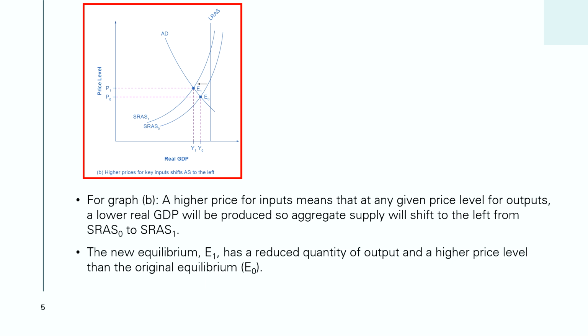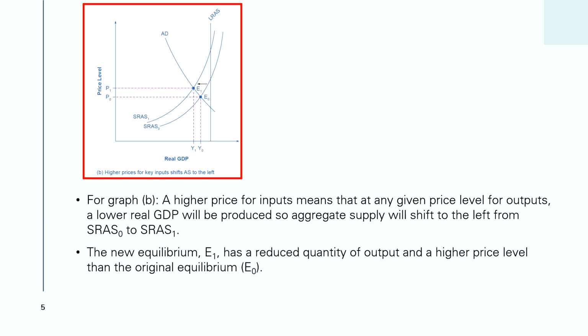In this graph, we see how higher input prices affect the economy. When the price of essential inputs such as fuel, wages, or raw materials rises, producing goods and services becomes more expensive. Because of these higher costs, firms reduce the amount of output they're willing to produce at every price level, and the short-run aggregate supply curve shifts to the left from SRAS 0 to SRAS 1. The new equilibrium shows two important changes: output falls and the price level rises.